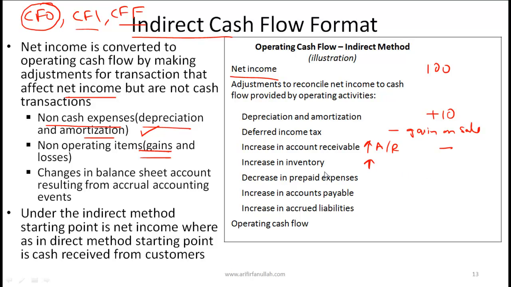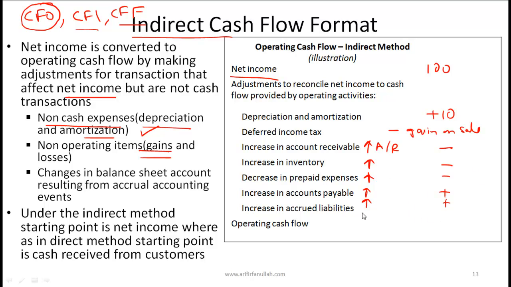So any increase in assets such as accounts receivable, inventory, prepaid expenses, increases over here are subtracted, whereas increases in liabilities are added. And obviously the opposite also holds true. So if a liability goes down, then we subtract. If an asset goes down, then we add.